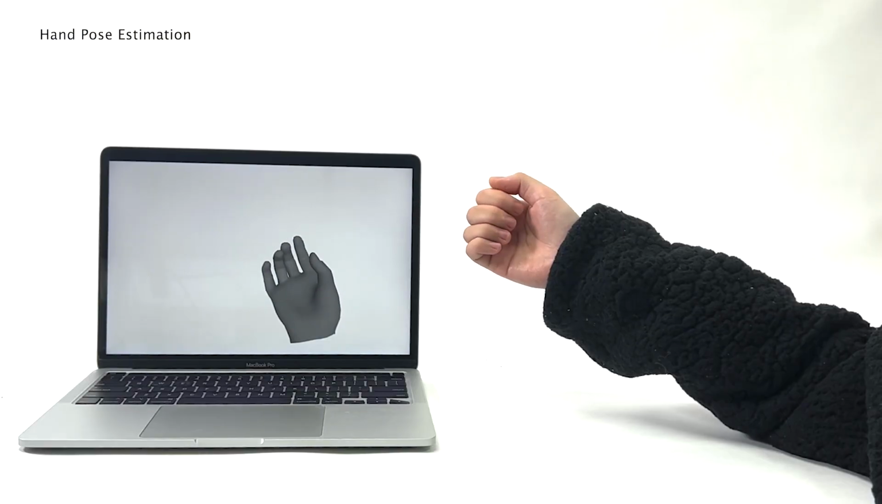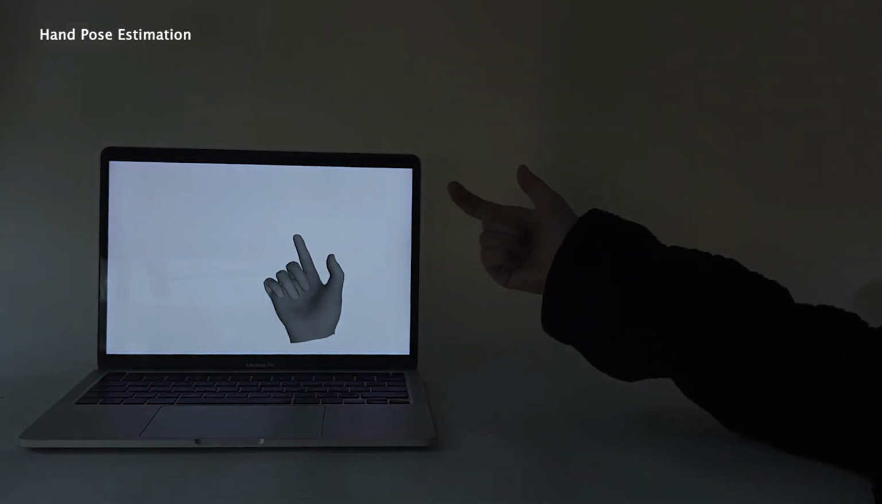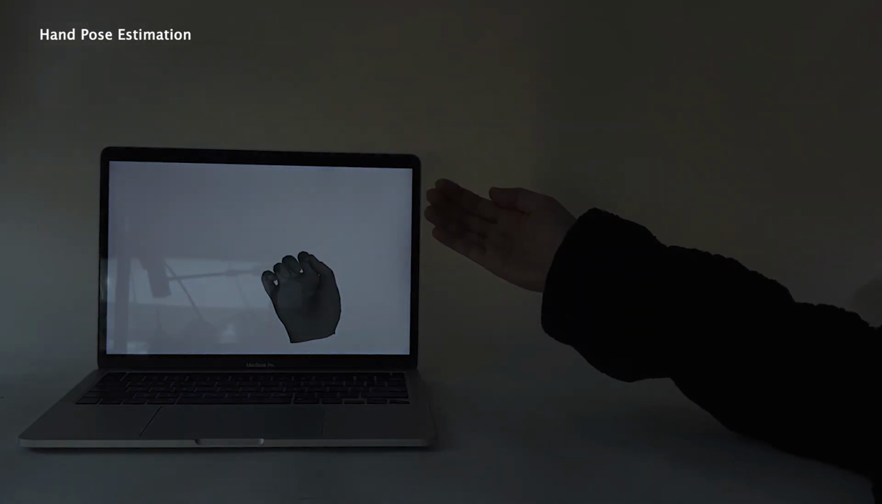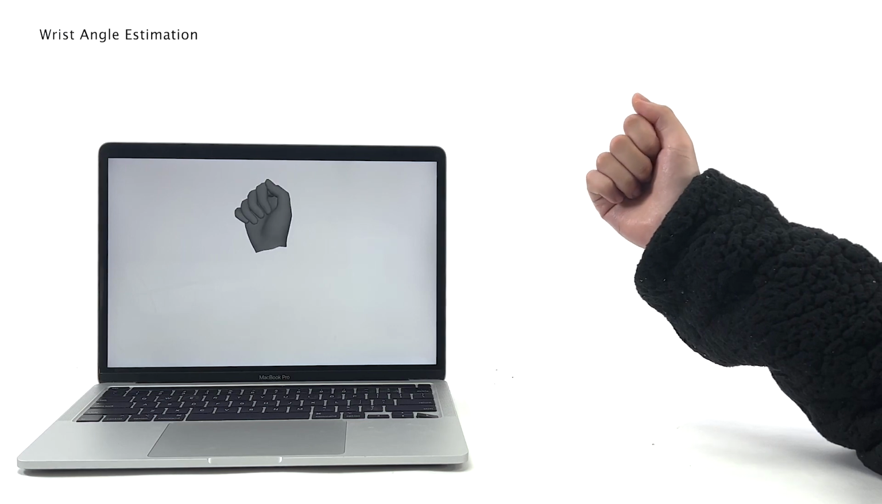Unlike worn camera-based systems, our RF approach is robust to occlusion from clothing, does not require illumination, and avoids capturing potentially sensitive imagery. In addition to 3D hand pose estimation, we also evaluated wrist angle tracking.